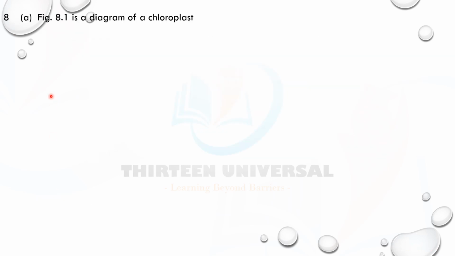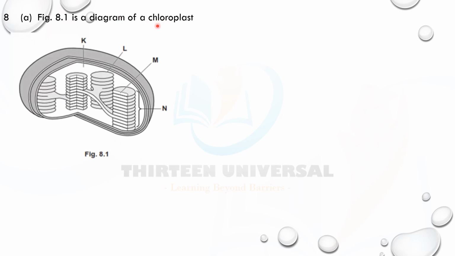The next question says Fig 8.1 is a diagram of a chloroplast. So this is the chloroplast, guys. I want you to pause the video. What is K? K is the stroma, the site for the light-independent reaction. What about this L? That's the thylakoid. What about M? M looks like the lumen of the thylakoid. And N is a stack of thylakoids, which is the granum.